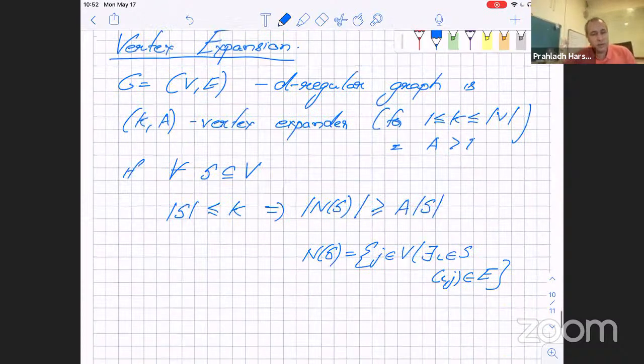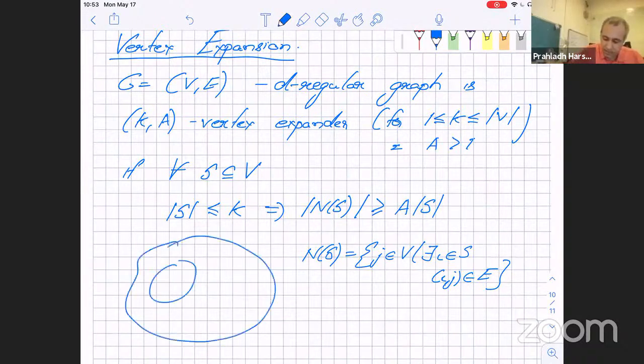That means you take any set of vertices. If the set is not too large, certainly it can't be all the vertices, because if you take all the vertices, its neighborhood doesn't grow by a factor larger than 1. Take any set which is not larger than K, and its neighborhood, the set of vertices it is adjacent to, is at least a factor A larger than itself. So what are we claiming here? I take a graph, take any set S and look at its neighborhood N of S. The claim is N of S is at least a factor A larger than S. N of S can include S, but need not.